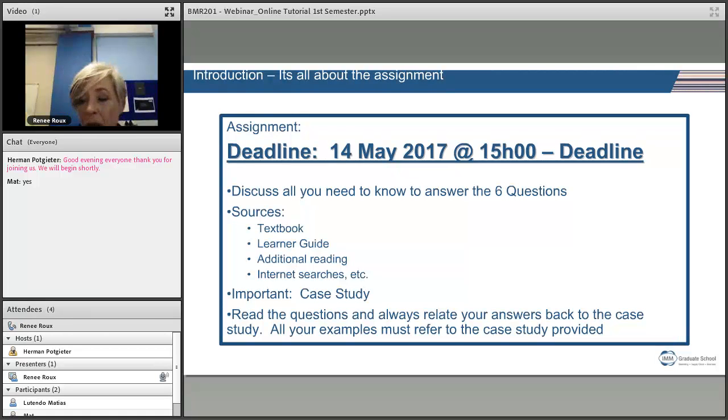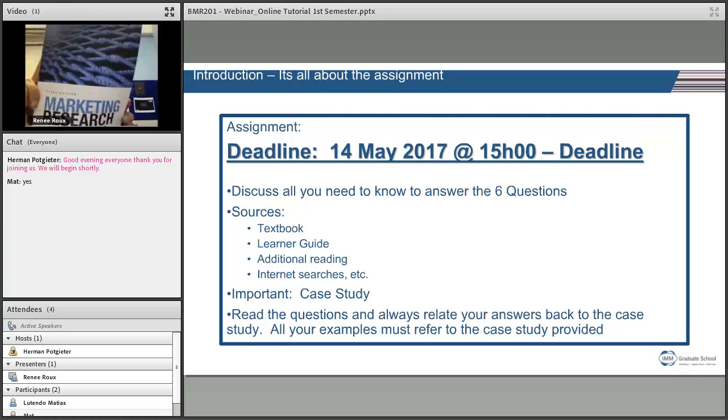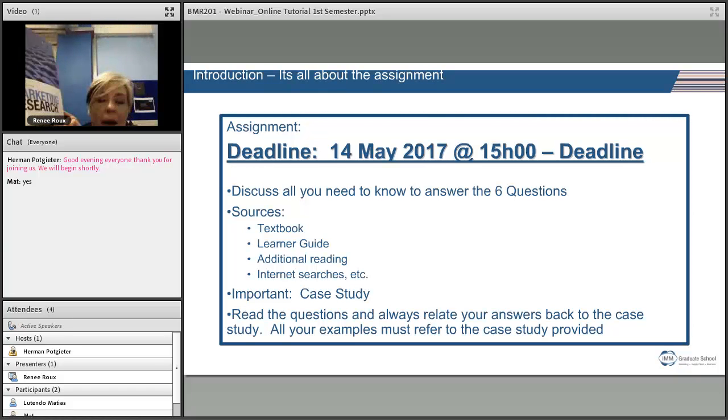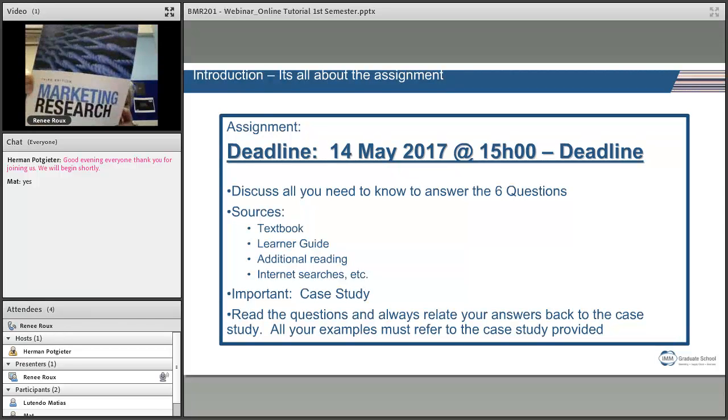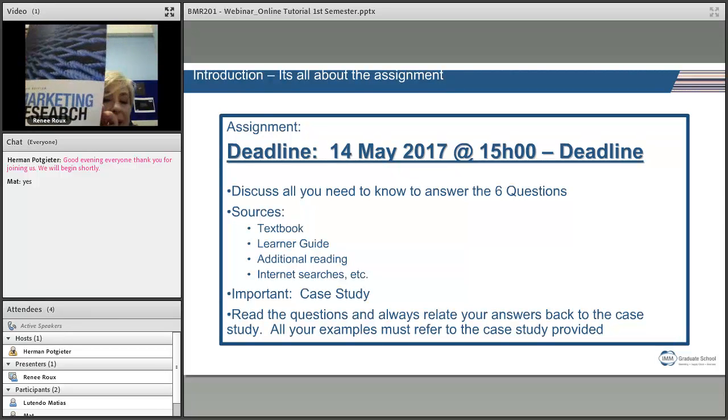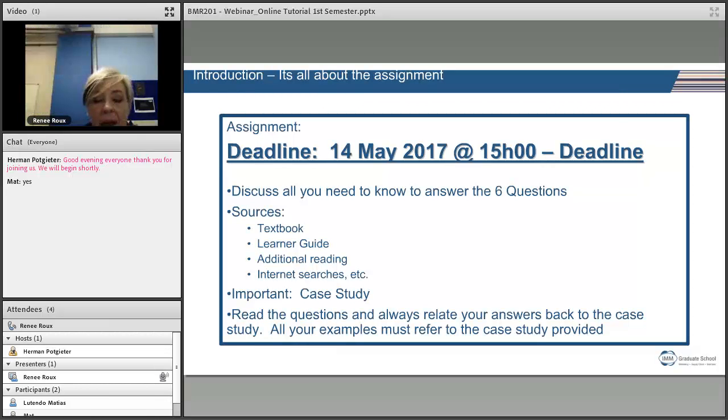The sources that you're going to use is obviously your textbook. I hope all of you have the textbook. It's Marketing Research, the 3rd edition. It's quite a nice book. It explains quite nicely all the concepts, methodology, definitions. Then the second tool that you need is your learner guide for basic marketing research. Then obviously, as with everything else, you might want to do some additional reading or some internet searches to help you to answer the questions.